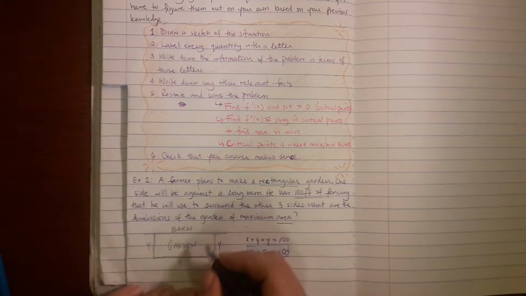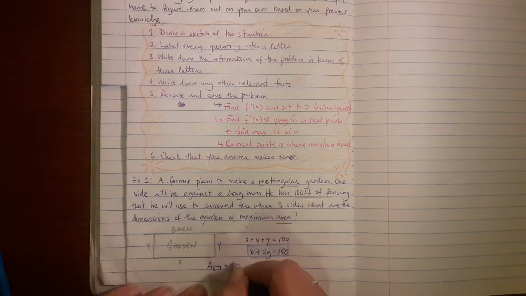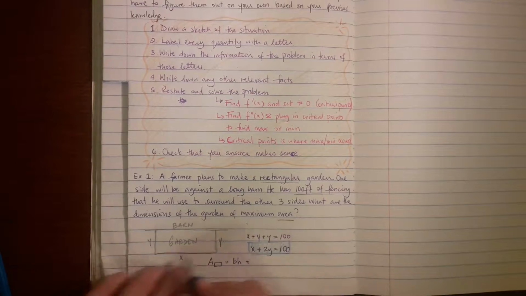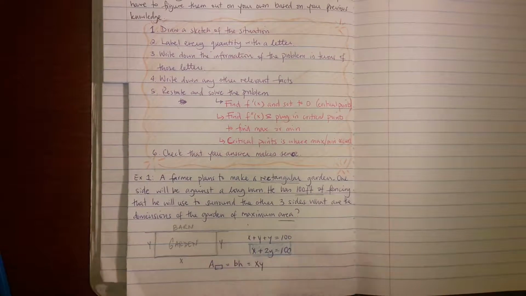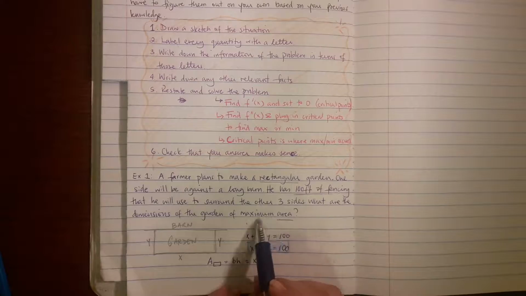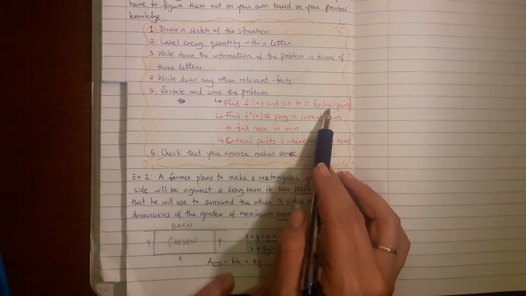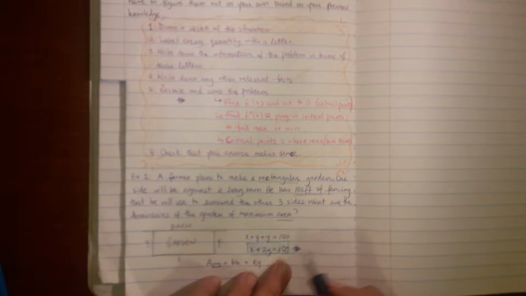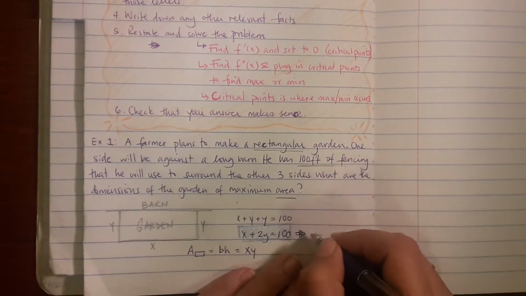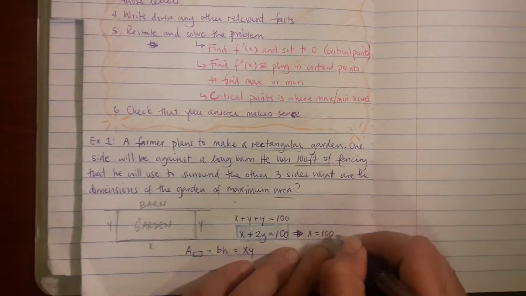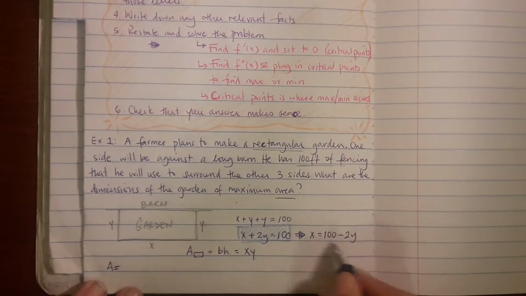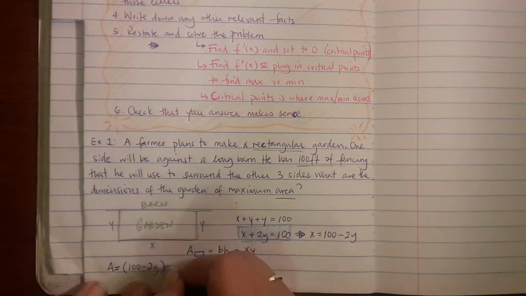So we have to find something to do with the area. The area of any rectangle is base times height, right? So what's the base? X. And what's the height? Y. So the area of this rectangle will be XY. Then in order for me to take the derivative, I need it in terms of one variable, because I need to set it equal to 0 to find the maximum or minimum. So I'm going to take my first equation and solve it for one variable. Let's solve for X. It doesn't really matter what you solve for. Taking 2y to the other side, X equals 100 minus 2y.